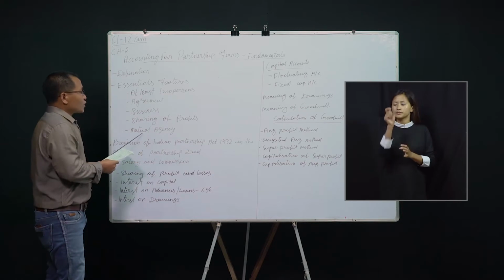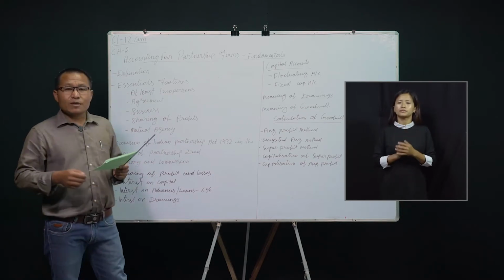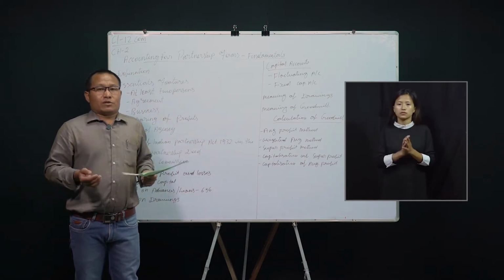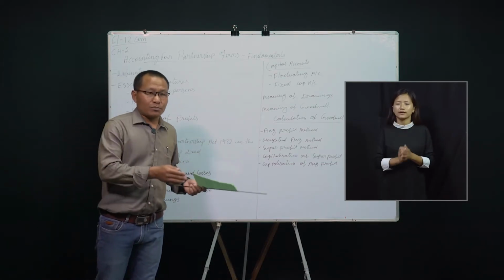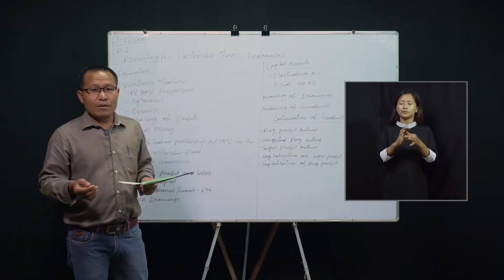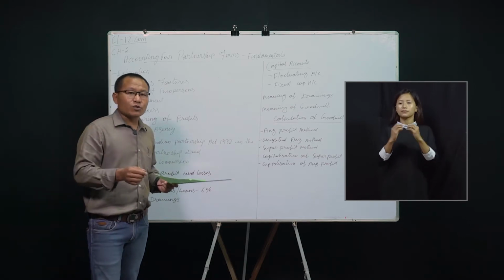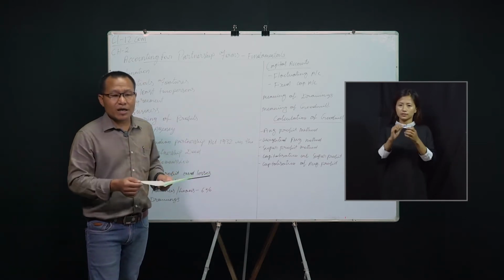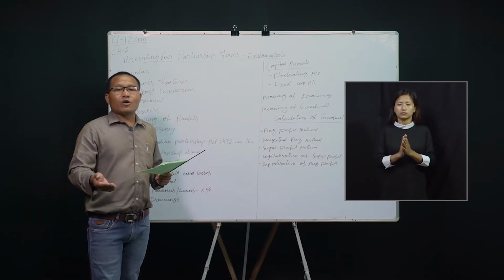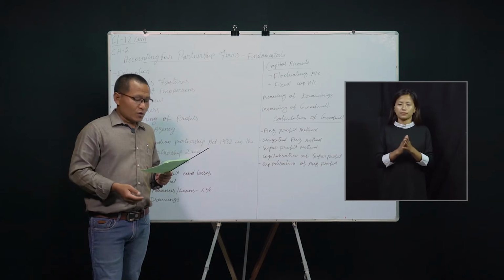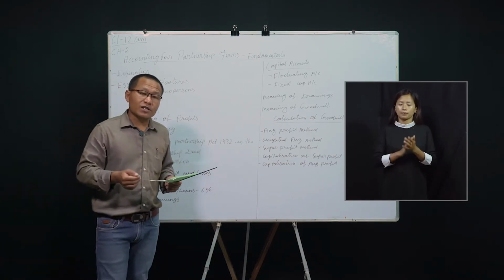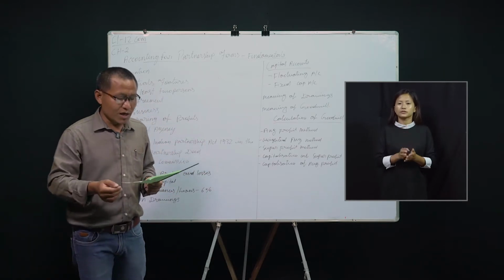Next is mutual agency. This mutual agency implies that any of the partners can be an agent to the other partners. For example, if there are partners A, B and C, B and C can be agents of A, A and B can be agents of C, and also C can be an agent of A and B. So there should be mutual agency. That means there should exist mutual trust between the partners.